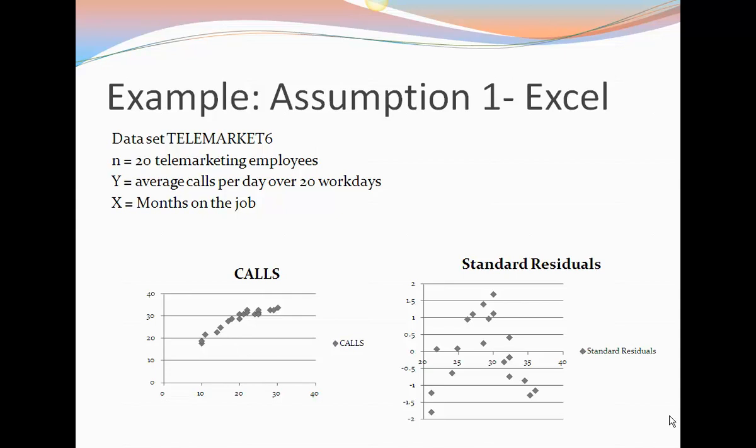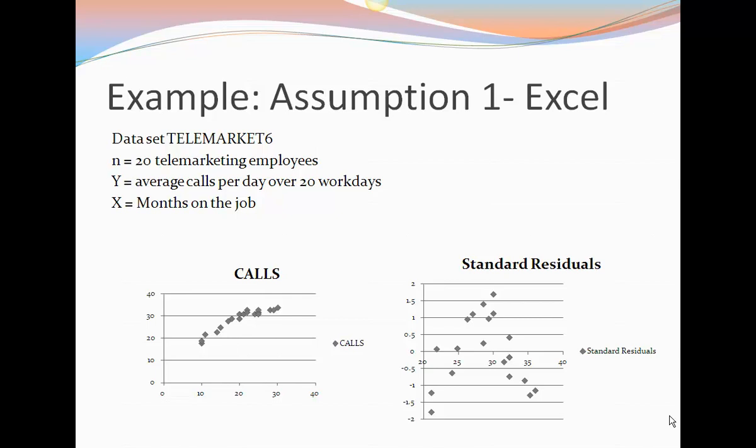So the first example is Telmark 6 data, which looks at 20 telemarketing employees and the number of calls that they make based on the number of months that they've been on the job. We see that as the number of months increases, the number of calls increases, but at a decreasing rate. So when we first run that initial scatter plot, x against y, we're seeing that this is more of a polynomial relationship, specifically a quadratic relationship. So x is increasing, but at a decreasing rate.